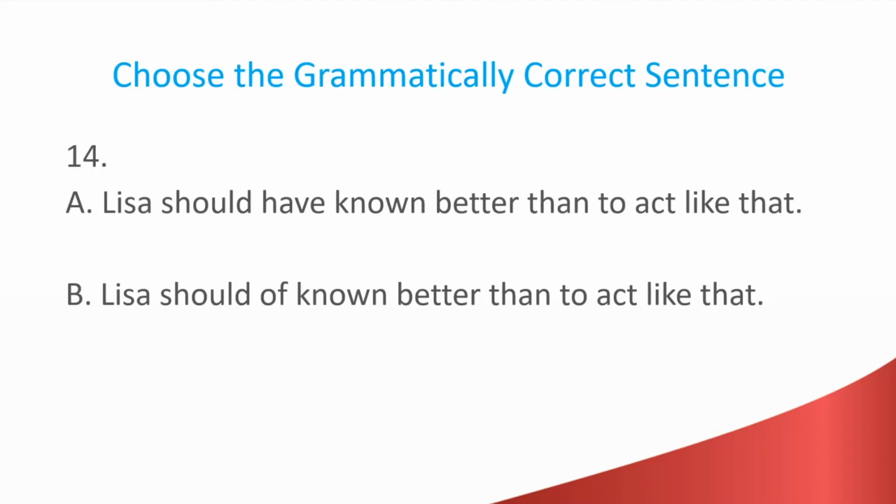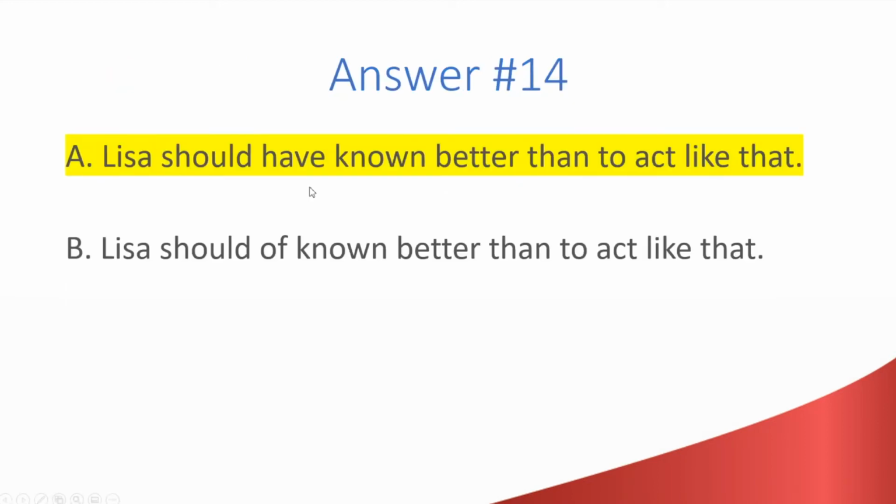I totally confused you. See, I shouldn't have acted like that. So Lisa should have known better than to act like that, or Lisa should have known better than to act of that. That's right. It's have versus of. And of course, correct is have. Because that doesn't even make sense, right? Like Lisa should have known better. Lisa should of known better. Yeah, it's kind of awkward.